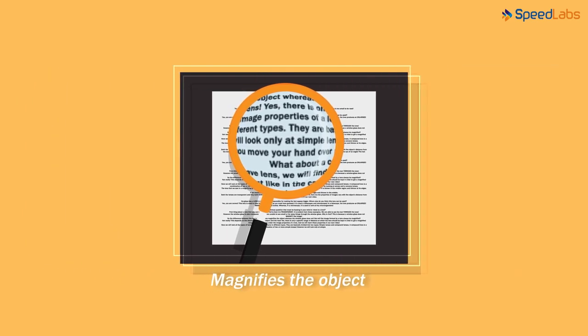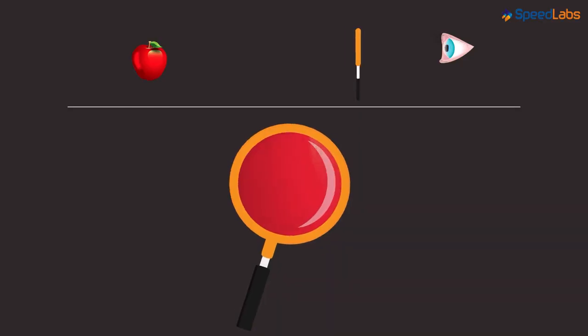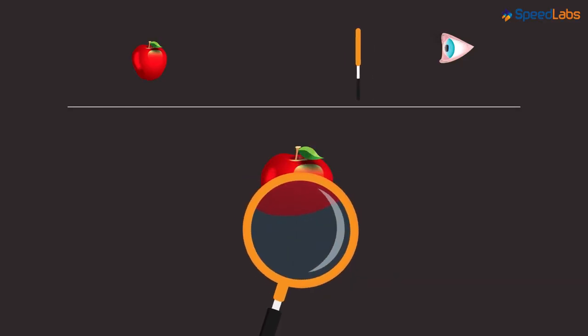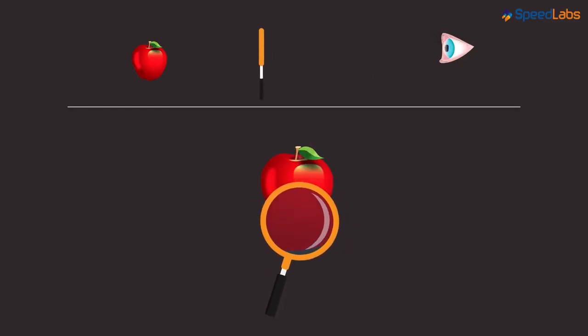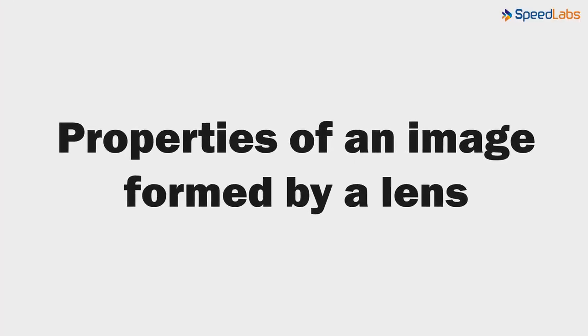But will the image formed by a lens always be magnified? Not really. This depends on the distance between the object and the lens. Yes, there is only a specific range of distance at which the lens should be kept in order to get a magnified image. All of this comes under the image properties of a lens. And we will learn these properties in our next video.